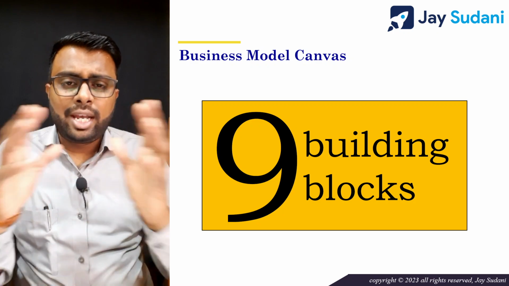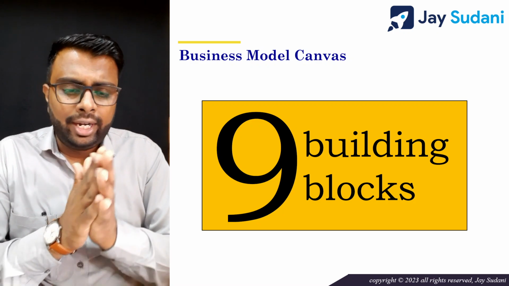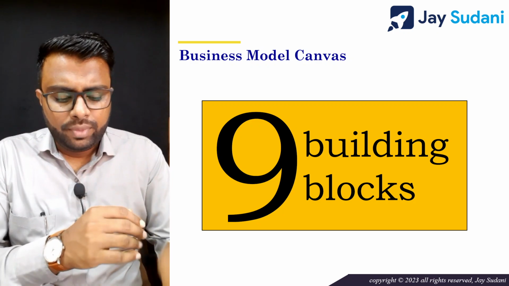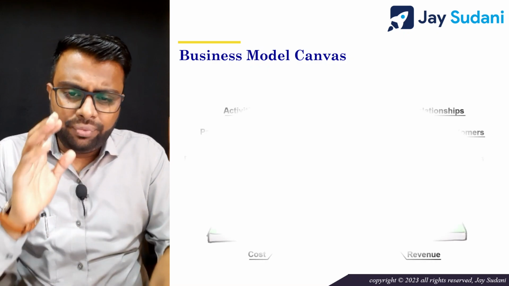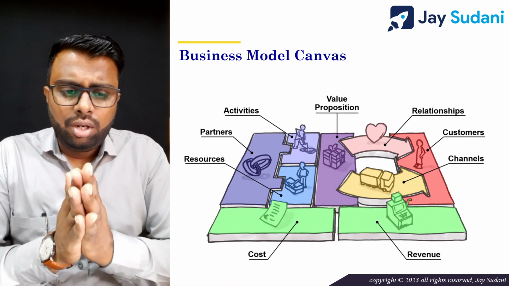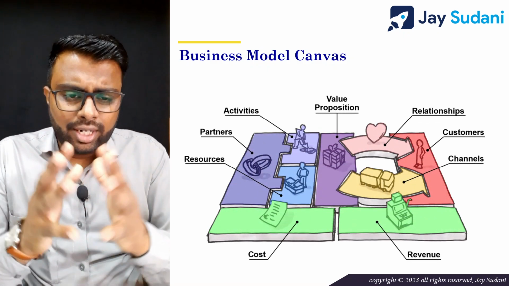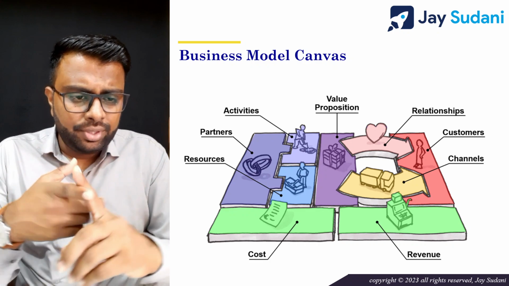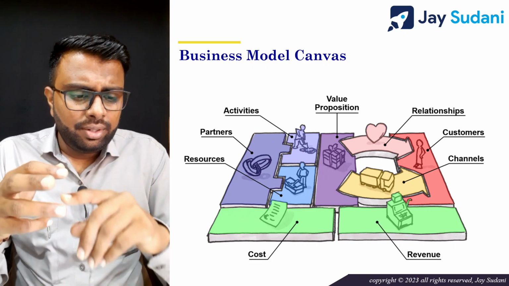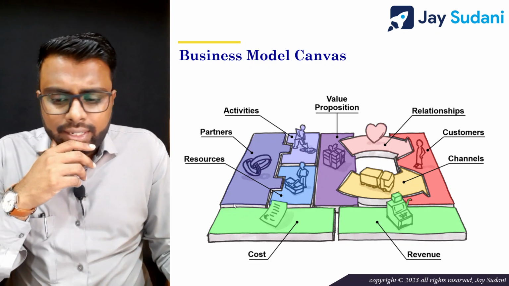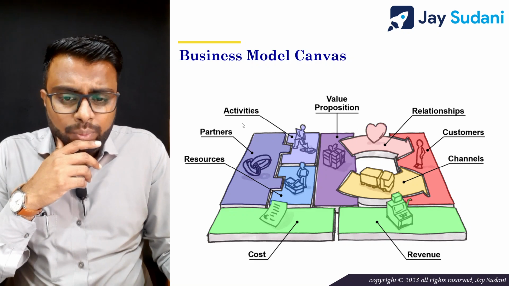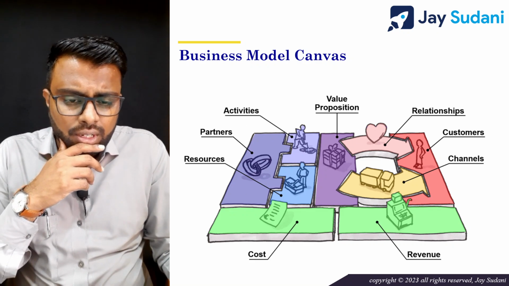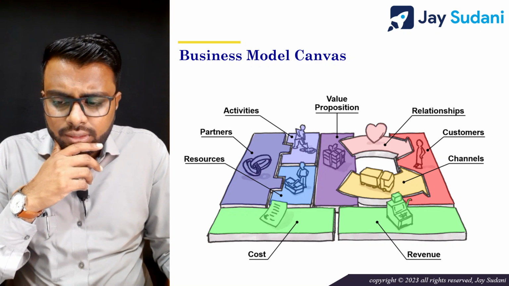So this canvas has 9 different blocks and you need to understand each one of these blocks very seriously. The very first block, the very core part, we will see. These are the 9 blocks: value proposition, customer, revenue, then channels, relationship, activities, partners, resources, cost. So we will see what all of this looks like.